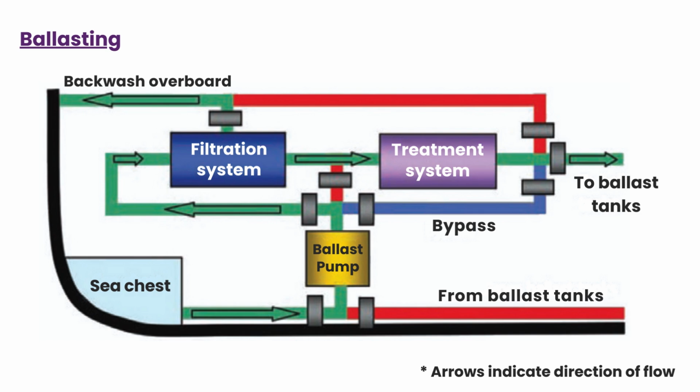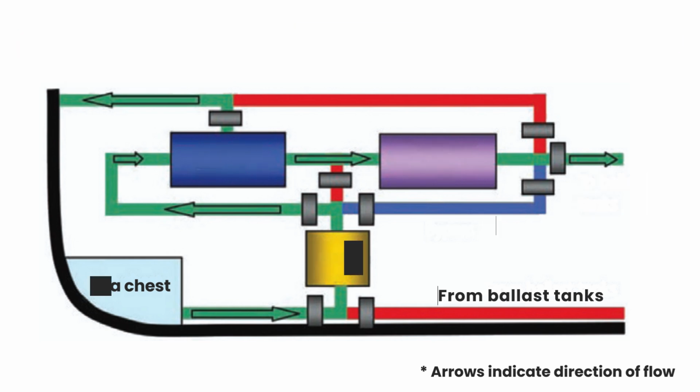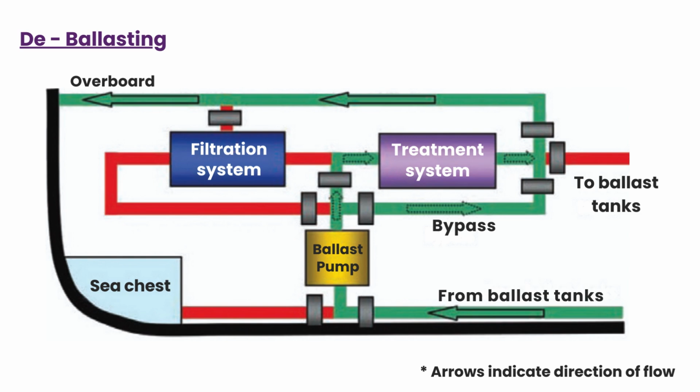This is a simple diagram showing how the ballasting treatment is carried out on board. The other method is when we are deballasting: it comes from the ballast tank and goes directly into the ballast pump. From there it goes directly to the treatment system, and then overboard. Normally the filtration is avoided here, which is seen very clearly.